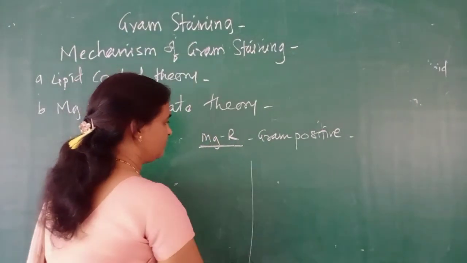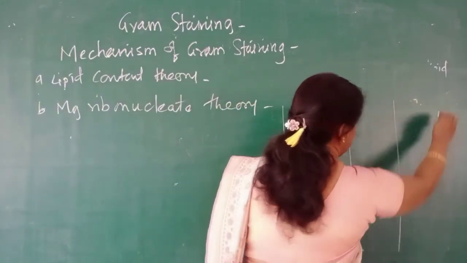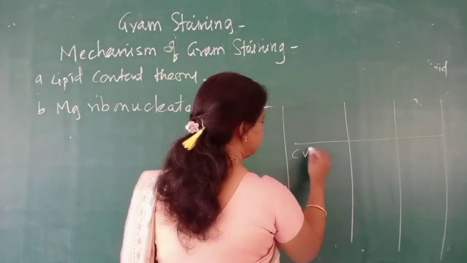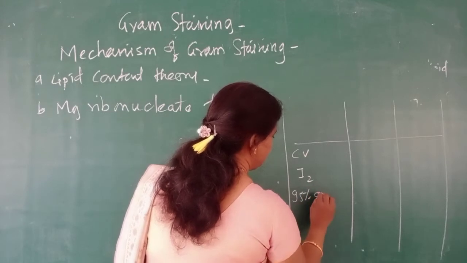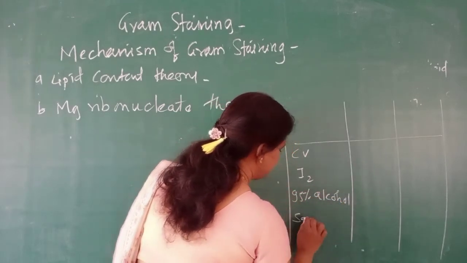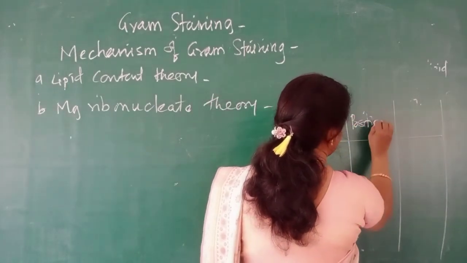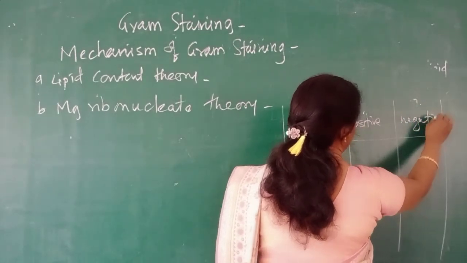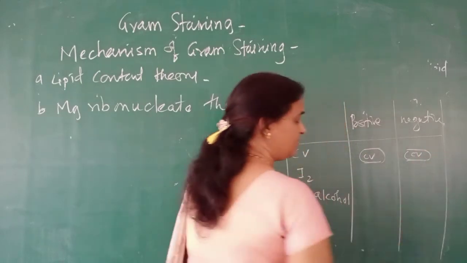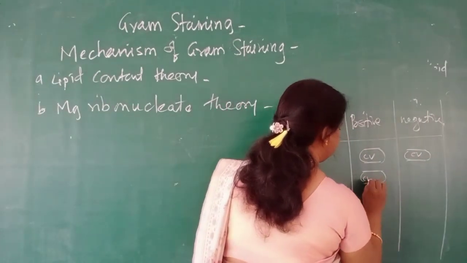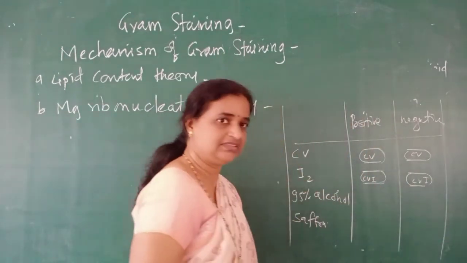So what happens when you apply the stains? Again, I will draw the table. First stain, second stain is iodine, third is 95% ethyl alcohol, and last is safranin. This is gram positive bacteria and this one is gram negative bacteria. When you apply crystal violet, both the cells become violet. Then you apply iodine, which acts as a mordant, and both cells remain violet.